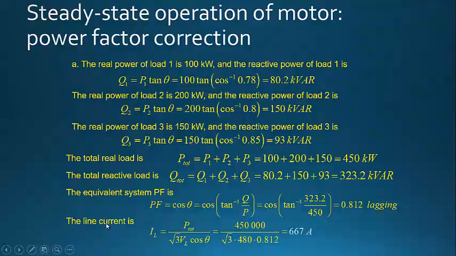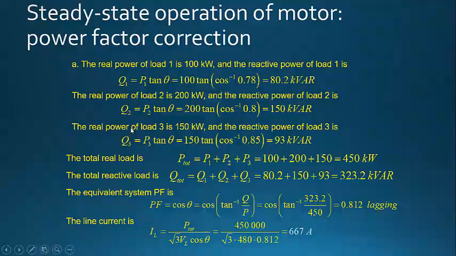So now the line current is equal to the total real power over root 3 multiplied by the line voltage times cos theta, and we know the line voltage was given to us as 480. Okay, root 3 multiplied by cos theta. Here we calculate for the cos theta straightforward. So we had 0.812 power factor lagging, and the total real power we had to be 450 kilowatts, so 450,000 watts. And if we compute this, we are going to get our line current under the first scenario to be 667 amps. Okay, so that is for the first part of the question.